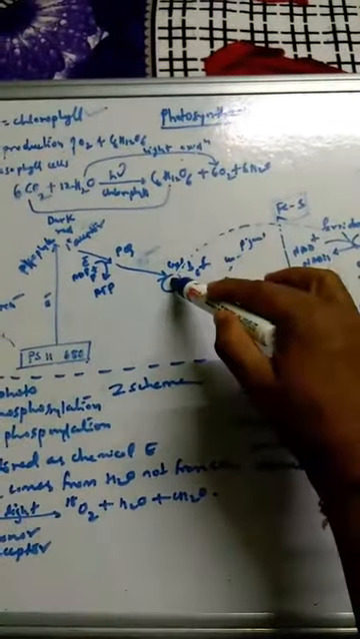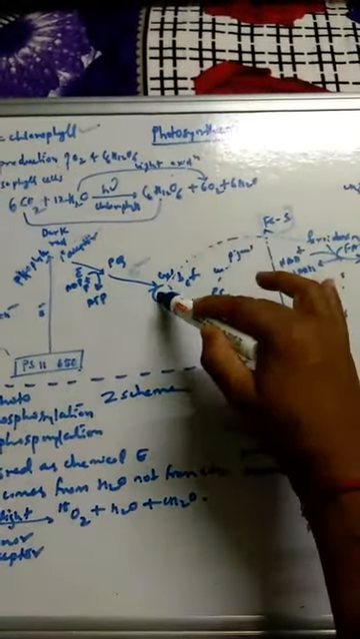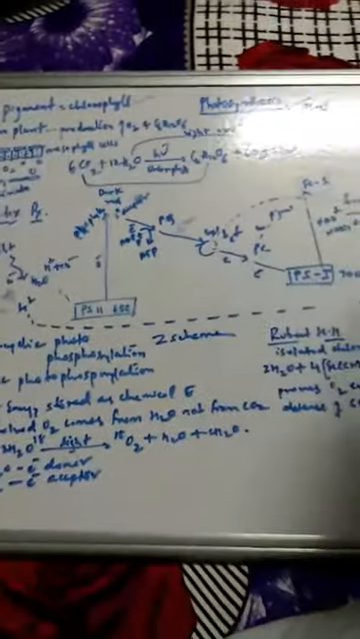This is called non-cyclic photophosphorylation, and this is called cyclic photophosphorylation, where if NAD is not there, the electron goes back like this. So this is called cyclic photophosphorylation.